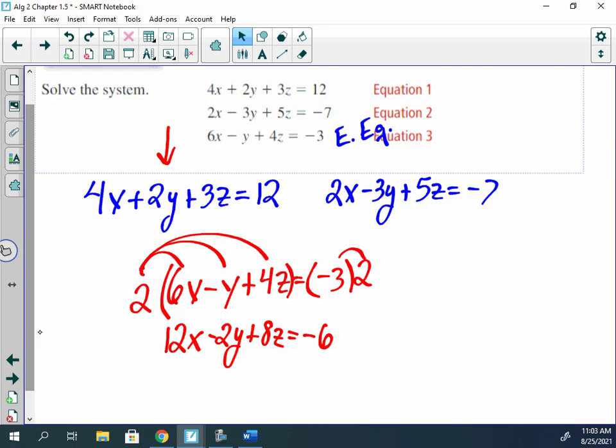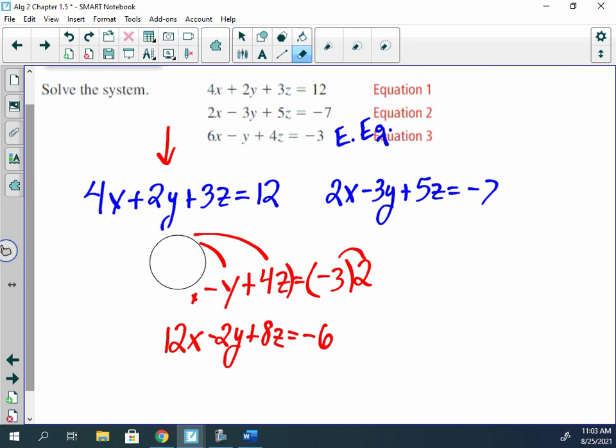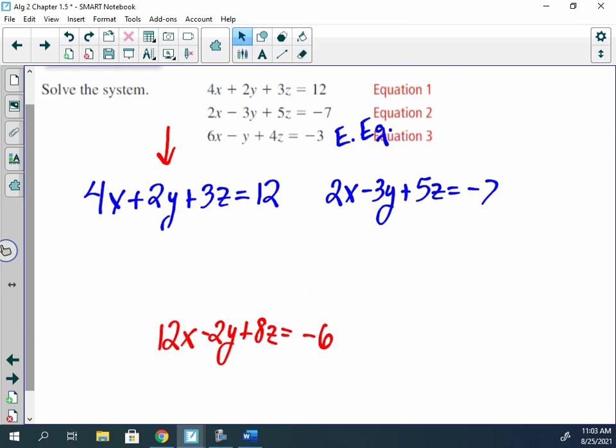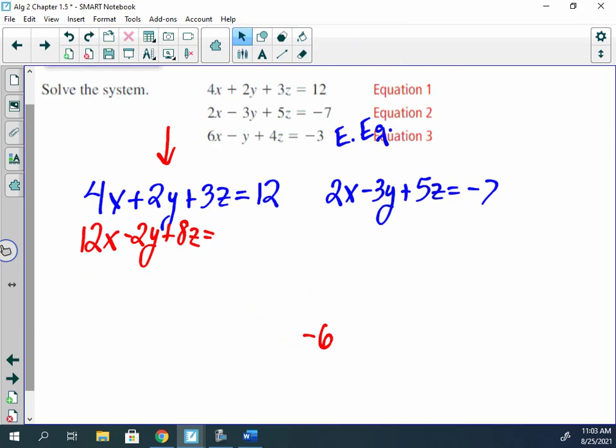Any questions on how we got this here? Are we good with this here? Yes? Okay. I'm going to erase this here because I don't have room to leave it. And what we're going to do is place this equation, or y'all can rewrite it, underneath that equation there, because we're going to eliminate it out.